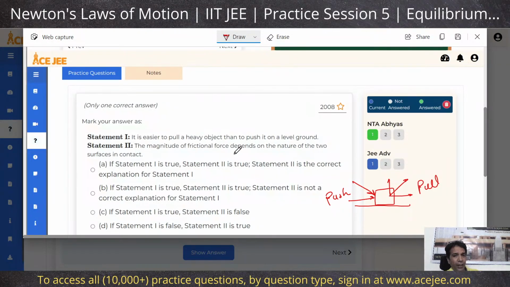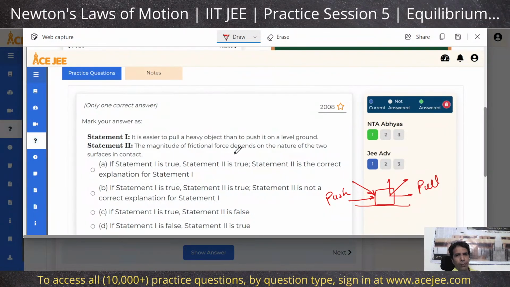Apologies for that. Now, the magnitude of the frictional force depends on the nature of the two surfaces in contact. Well, so yeah, but it's not different between the push and the pull. Right. But let's revisit statement 2. Is statement 2 entirely correct?